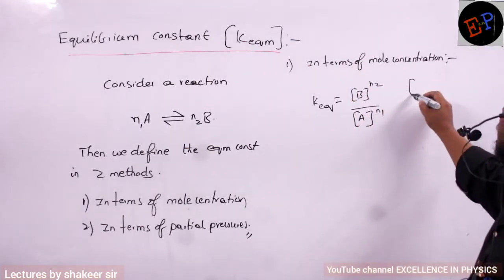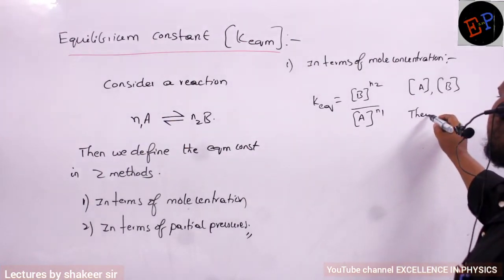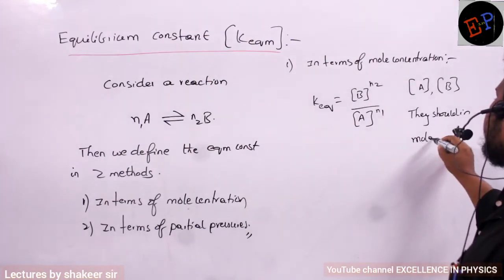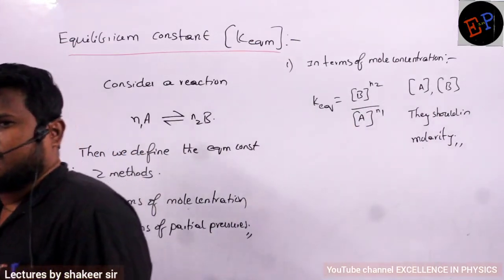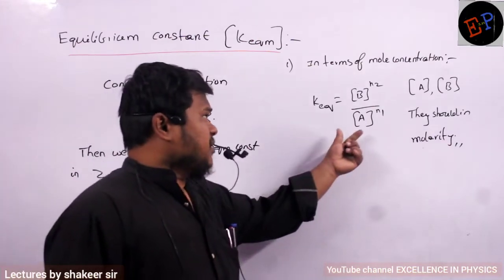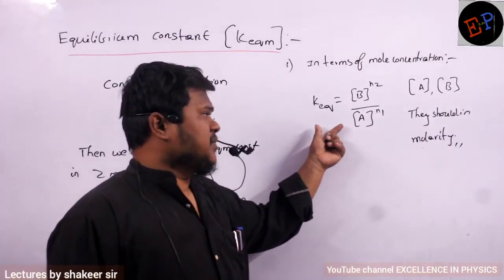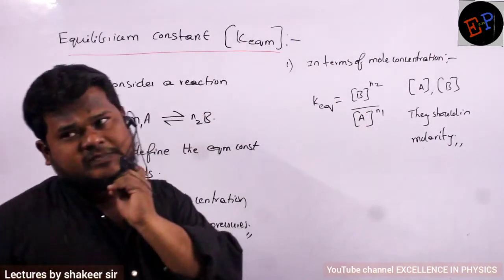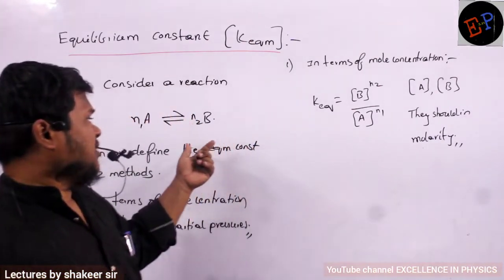The concentrations of A and B should be in molarity. There are many concentration terms: molarity is there, molality is there, normality is there. So this is how I represent the equilibrium constant of a reaction in terms of molarity. What is meant by bracket of B? Concentration of B, to the power of its stoichiometric coefficient.